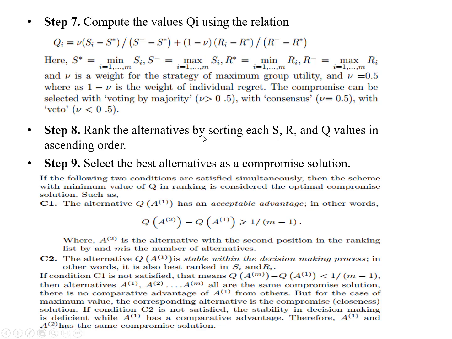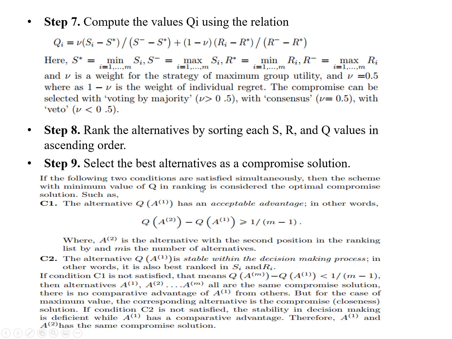Then in step 8, rank the alternatives by sorting the S, R and Q values in ascending order. Then we will arrange them in ascending order. Select the best alternative as the compromise solution. So which one will we choose? The one that comes first in the ascending order will be our first priority.